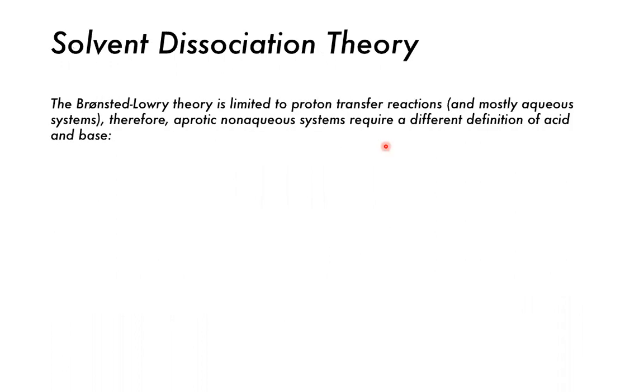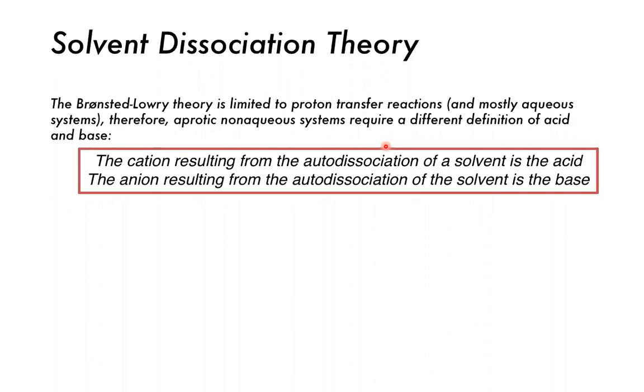So solvent dissociation theory, so the Brønsted-Lowry theory, is limited to proton transfer reactions and mostly aqueous systems. I mean, it's still mostly aqueous systems that we'll be dealing with, but it broadened the definition sufficiently that it meant that we could do it in other systems. Therefore, aprotic non-aqueous systems require a different definition of acid and base. So the cation resulting from the auto-dissociation of a solvent is the acid, and the anion resulting from the auto-dissociation of the solvent is the base.